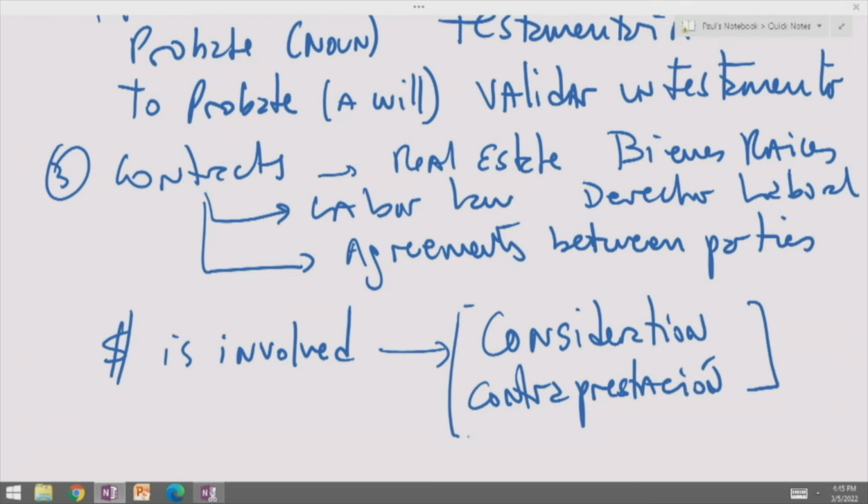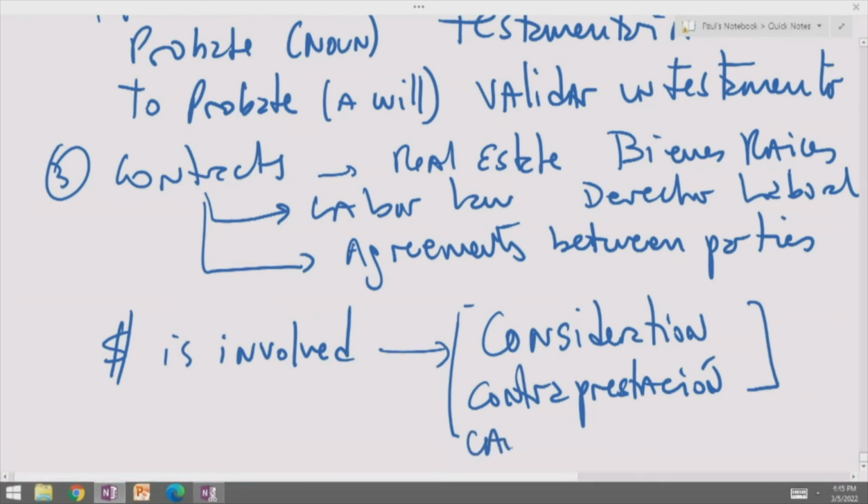Esa es la prestación, the service rendered. And I'm going to pay the interpreter $300. So that's going to be the consideration. That's the money, that exchange of money, service for money. Well, in Spanish es la contraprestación, es lo opuesto a la prestación, la contraprestación, lo que compensa a la prestación. And that's why we use for consideration contraprestación.